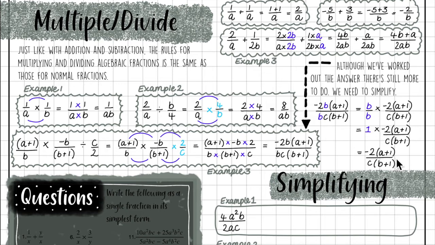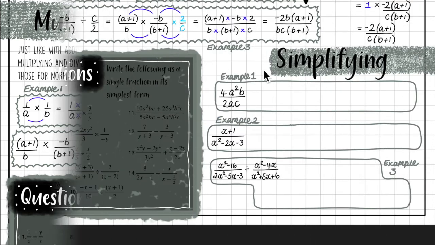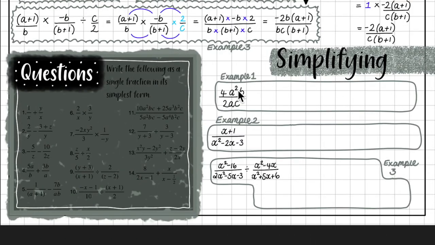Let's have a look at a few more examples of simplifying. Example 1, we have 4a squared times b all over 2ac. So the idea with simplifying fractions, i.e. getting them in the most simplest form, is looking for things that are in the numerator and also in the denominator, i.e. looking for things that can cancel out.